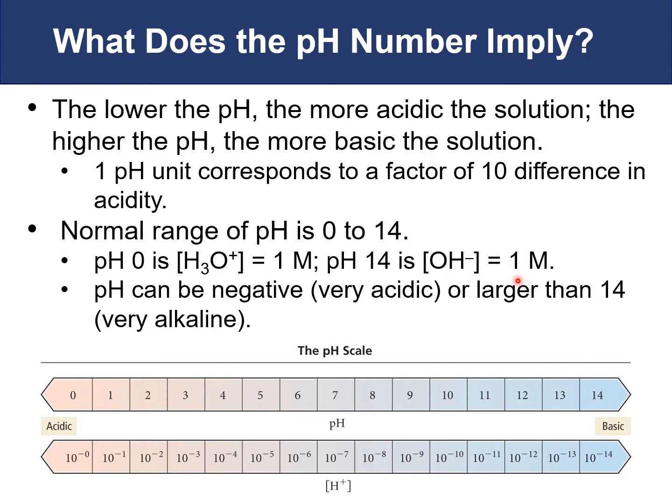Similarly, you can have solutions that are very basic, where the concentration of the hydroxide ion is very high, making the concentration of the hydronium ion very small. So if you have a solution where the hydronium ion concentration is less than 1 × 10 to the -14th, you could have a situation where the pH is greater than 14.